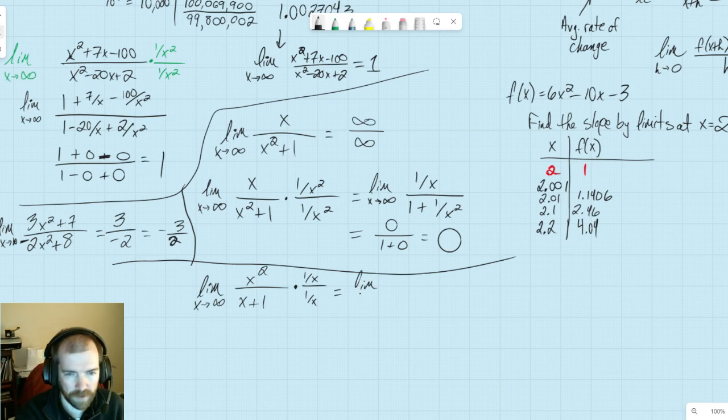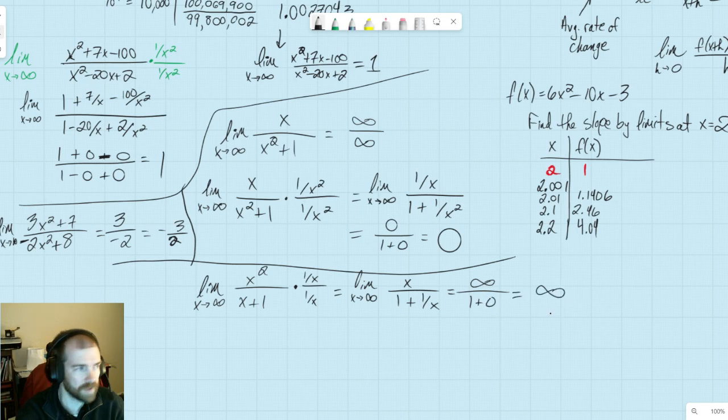So then this is going to be the limit as x goes to infinity. Here, x squared over x is still x, divided by 1 over x times x, which is going to be 1, plus 1 over x. All right, as x goes to infinity, we end up getting something that is infinite in extent divided by 1 plus 0. So this is just infinity. So we've got 3 completely different behaviors for infinity divided by infinity.